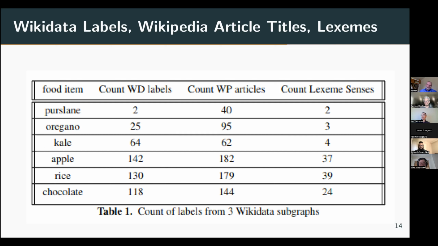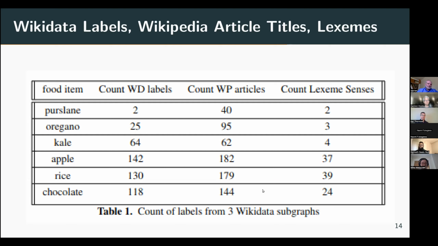So sorry that the numbers are not looking that great here. But you can see in this table that the counts of the labels that we found across the different subsets varied quite a bit. So for purslane here, we only found 2 labels currently in Wikidata, 40 Wikipedia article titles, and 2 lexeme senses from the lexeme namespace. But if you look down here at chocolate, chocolate had 118 Wikidata labels, 144 different language version article titles from Wikipedia, and 24 different lexeme senses.